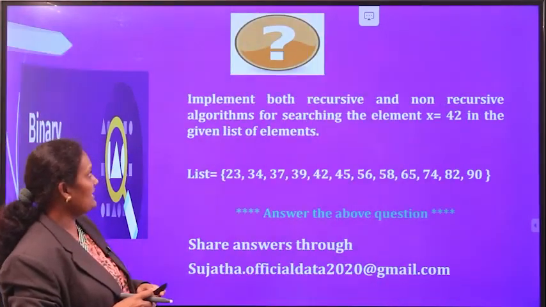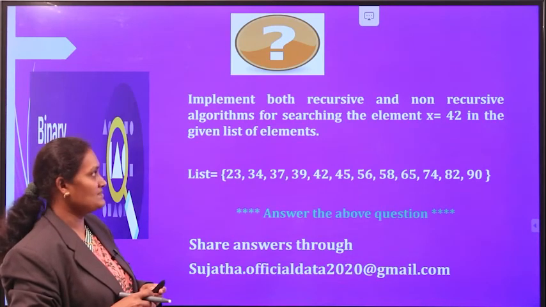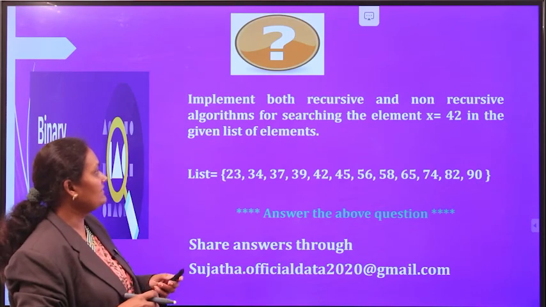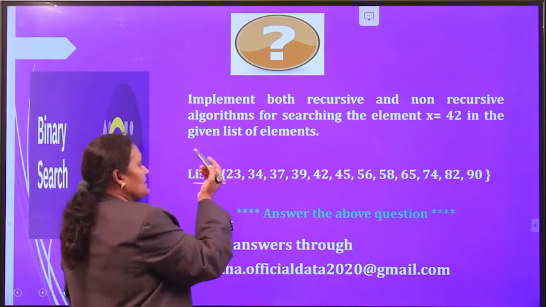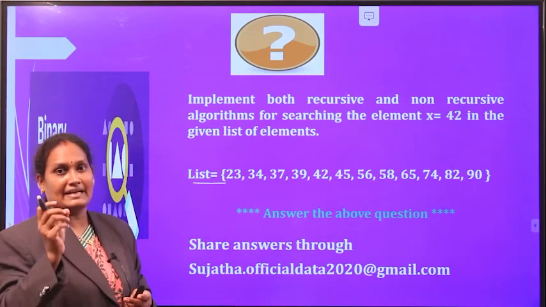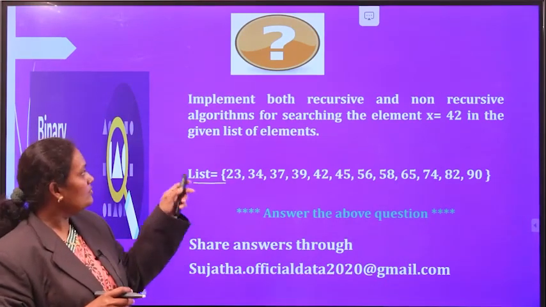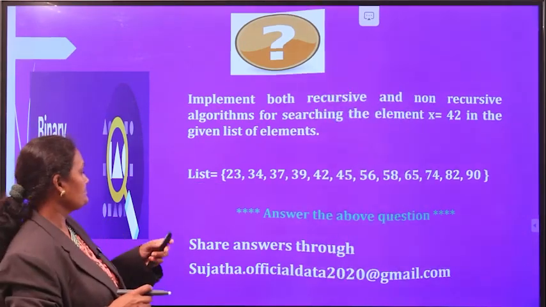The next question is, implement both recursive and non-recursive algorithms for searching the element x equal to 42 in the given list of elements. Here I have given a list of elements. In this list, find or return the index of the element 42 using both recursive and non-recursive algorithms.